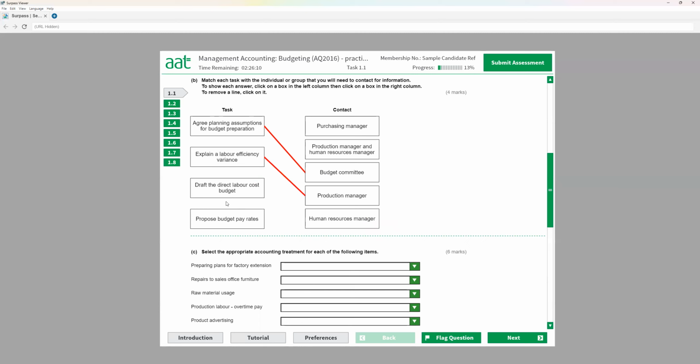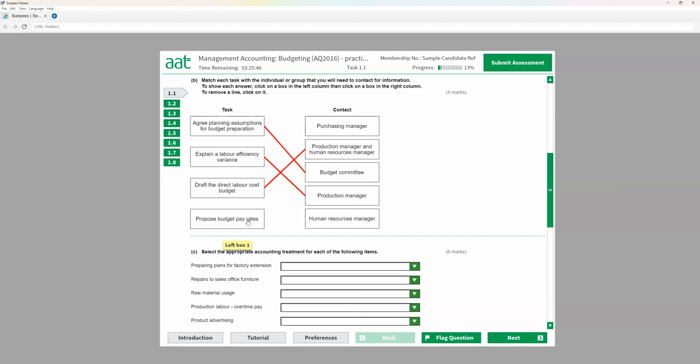Draft the direct labor cost budget. Now, direct labor cost is linked with the production manager, and also the human resource manager, because the direct labor works in the production department, and the cost is linked to the human resource manager because the HR knows how much is the cost for which employee.